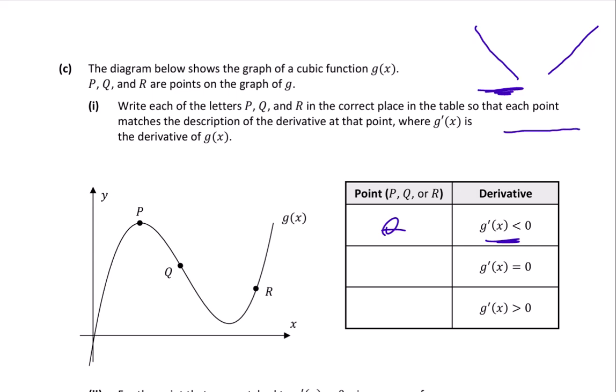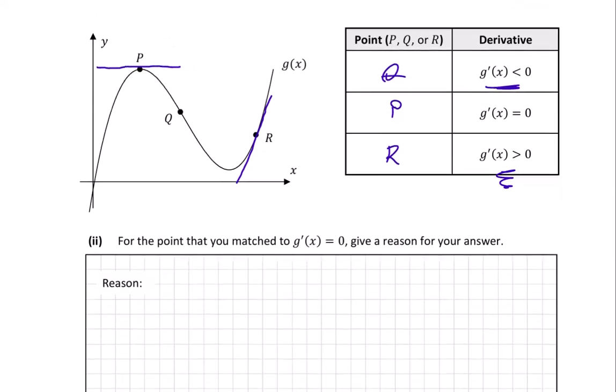Now, g prime x equal to 0 means the tangent has to be horizontal. It has to have a 0 slope. And the only place the tangent can be horizontal would be here at P. So we're looking at P being here. And then a positive slope, this final one here, g prime x is positive, greater than 0. Well, that means the tangent would slope in this direction. So that would be R here. Okay, so that's it for that question.